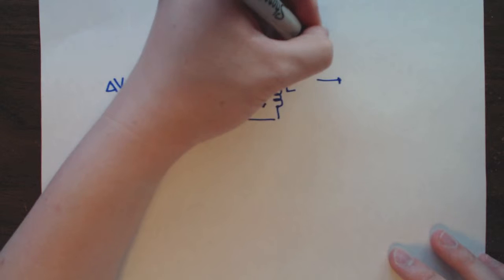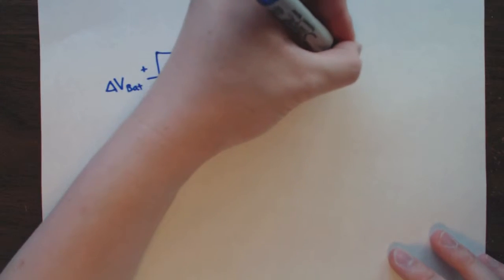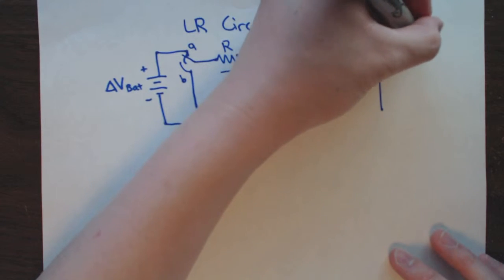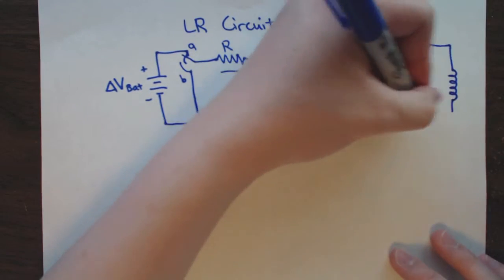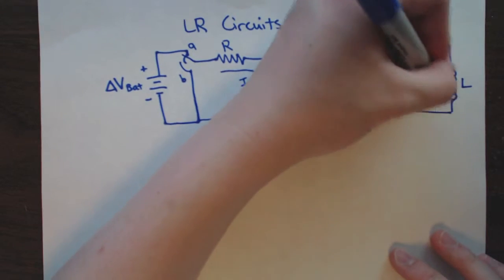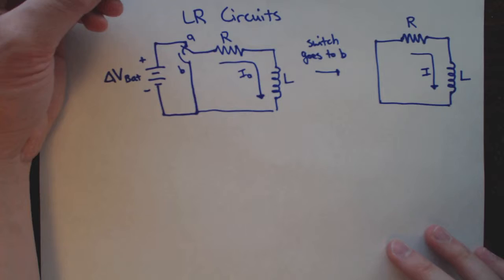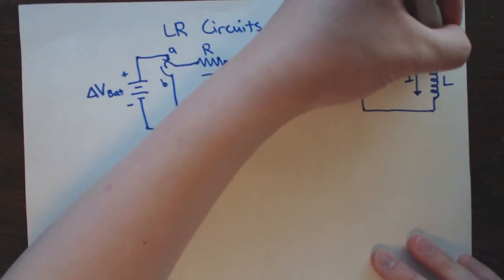So what happens when you switch it to B? When you switch it to B, you essentially take the battery out of the picture. And so the current that was already going through the resistor and the inductor, there's nothing to drive it anymore. And so you would think that the current would just disappear. But the inductor stops that. That would be almost an instantaneous change in current. And so what the inductor will do is it'll resist that change.